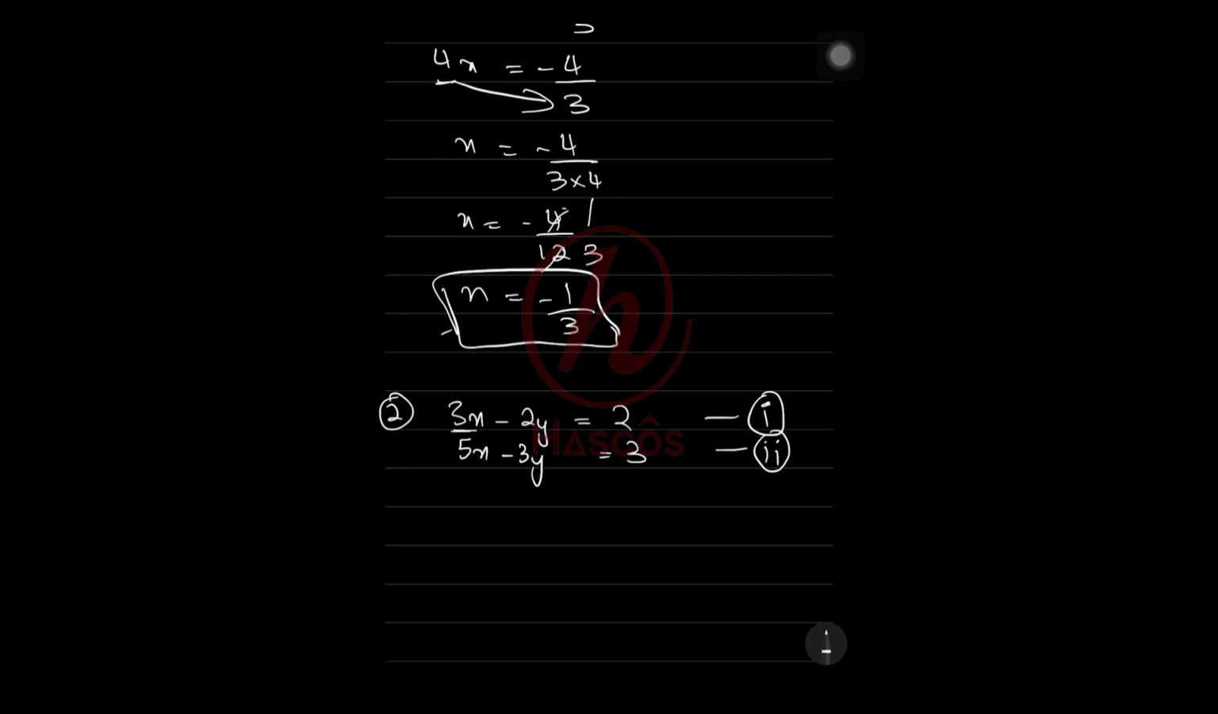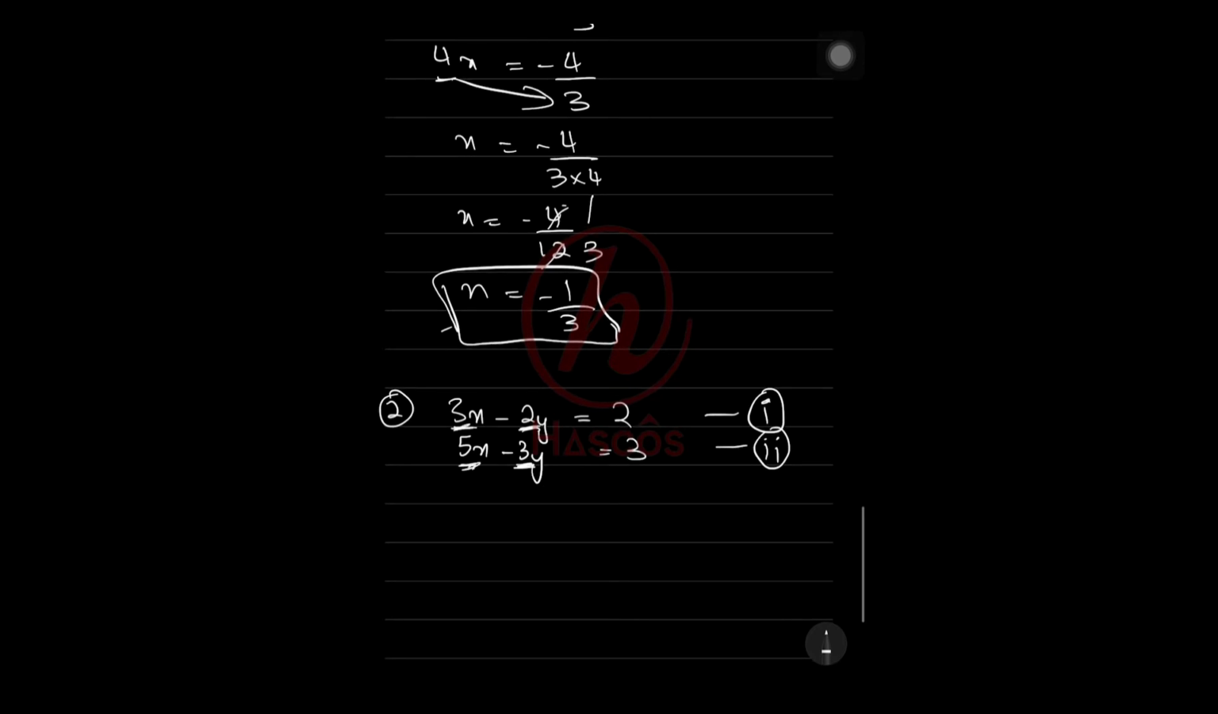we see that we can make the coefficients of y equal. We can even make the coefficients of x equal, but I'm going to choose to make the coefficients of y equal since they are smaller in value. If we multiply 2y by 3, we can make it into 6y, and if we multiply 3y by 2, we can make it into 6y.